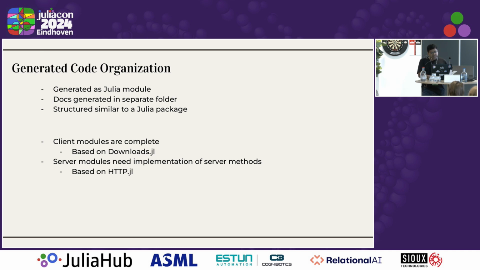The client modules are complete. That is, you can use them straight away. They are based on Downloads.jl for the HTTP client part, and they are complete and can be used. But the server modules obviously will need the implementation of the logic, the server-side functions, right? And the server module is based on HTTP.jl, which has the server implementation of HTTP in Julia. We shall see actual code generated as we go further.